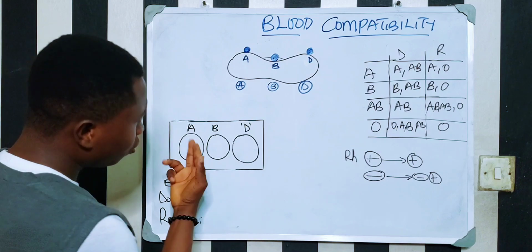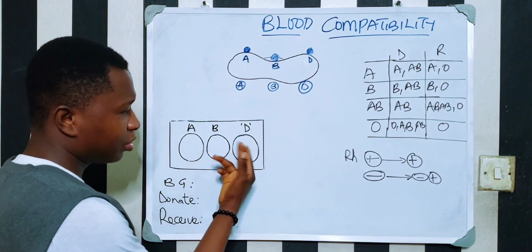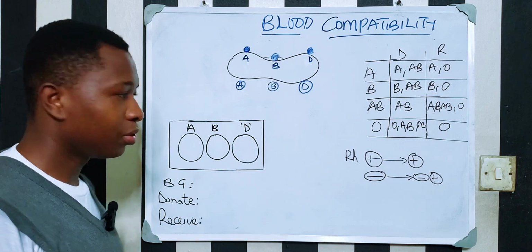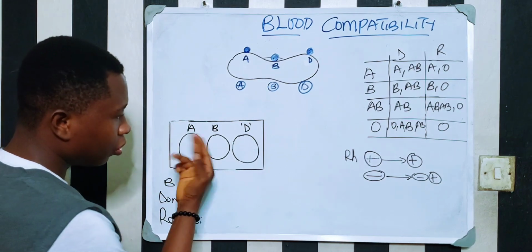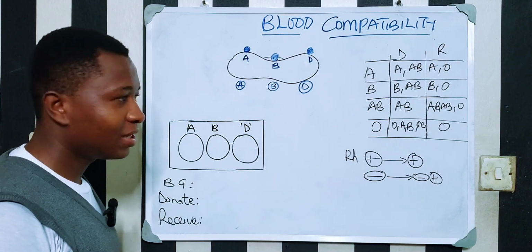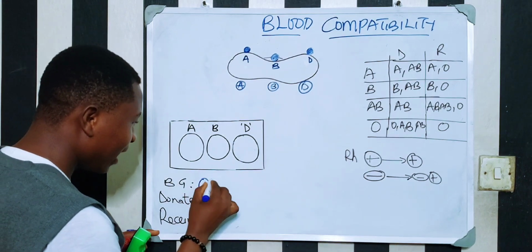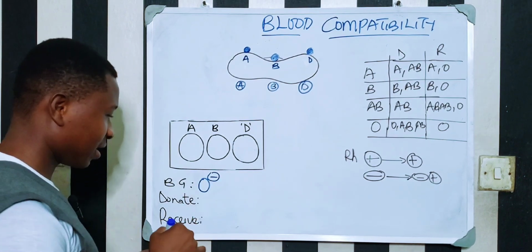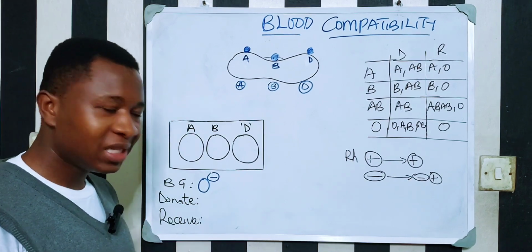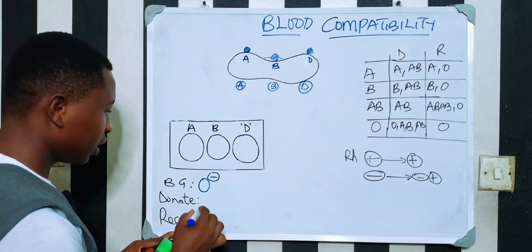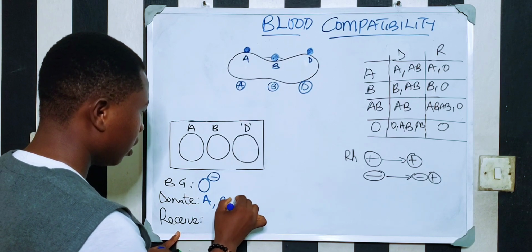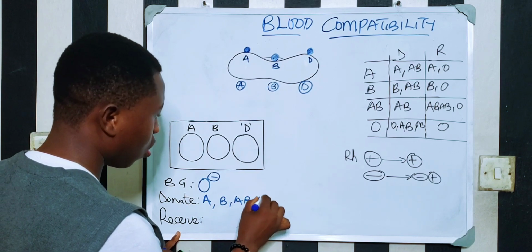So what if you do not have clump here? You do not have clump here. There is no clump here. Everything is just clear. What blood group does that tell you? So if you don't have A, you don't have B, that is O, and you do not have the rhesus factor, that is O negative. All right. Now, who can O donate to? O can donate to everybody. So A, B, AB, O.